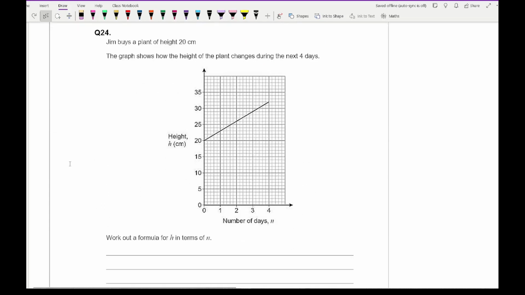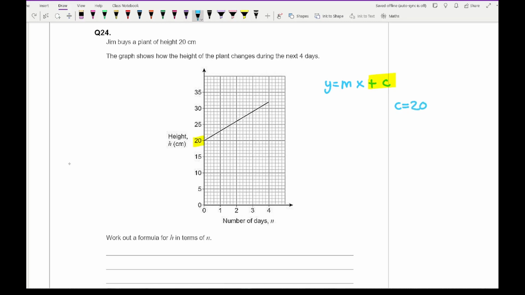Moving on to question 24, it says Jim buys a plant of height of 20 centimeters. The graph shows the height of the plant changes during the next 4 days. And the question is asking us to work out the formula of h in terms of n. Now for this, what we need to do first is we know it's a diagonal line, so it's going to be y equals mx plus c. Now the plus c part is where the diagonal line crosses the y-axis, which is at 20. So here I know that c equals 20.